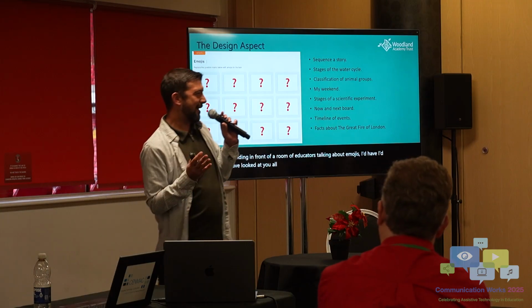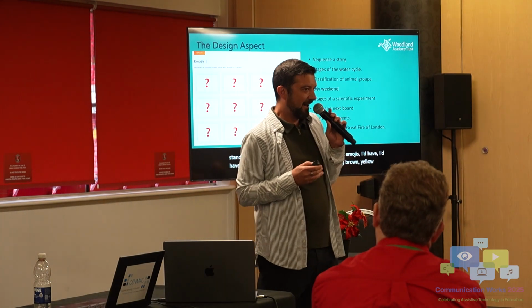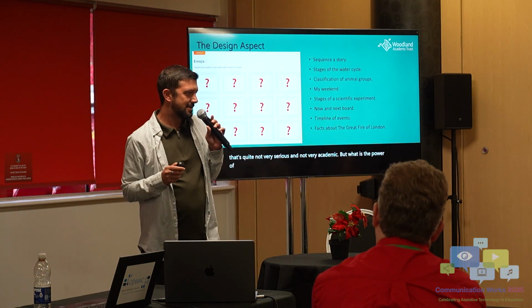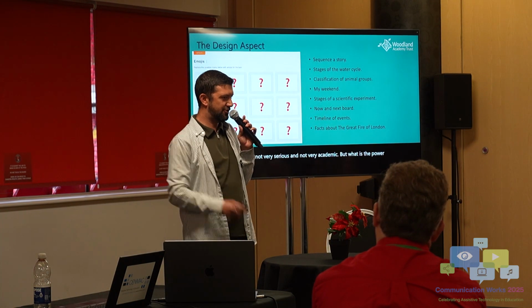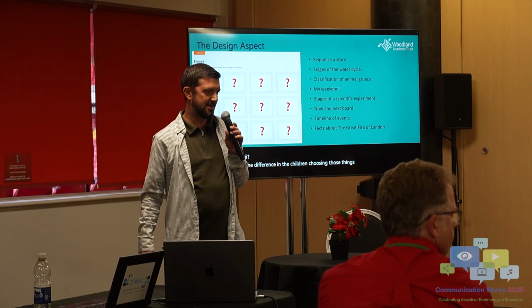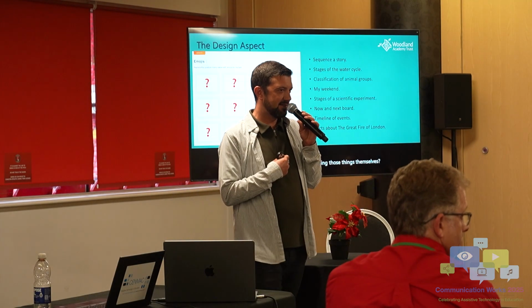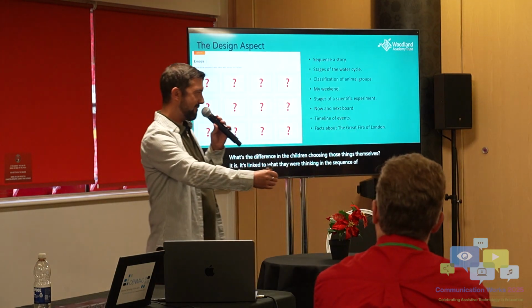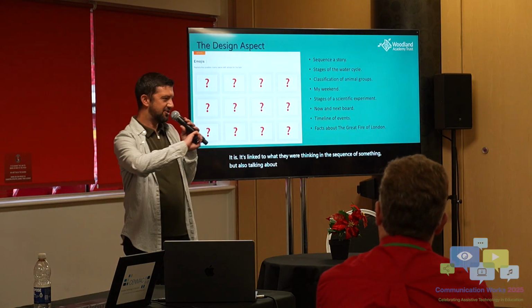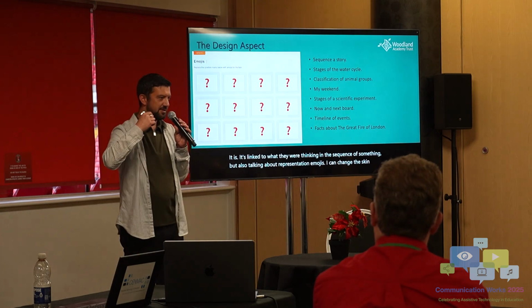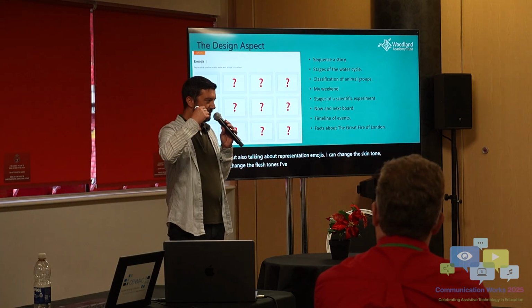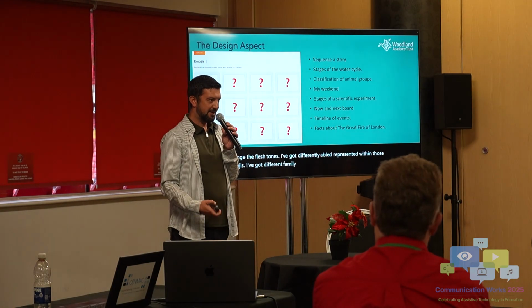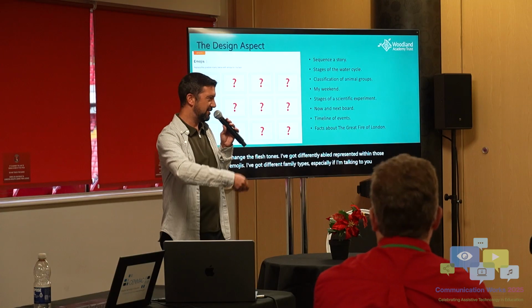I think we all think of a big round yellow face that's not very serious, not very academic. But what is the power of emoji? What is the difference in the children choosing those things themselves? They're theirs. It's linked to what they were thinking in the sequence of something. But also talking about representation, with emojis I can change the skin tone, change the flesh tones. I've got differently abled people represented within those emojis. I've got different family types. And especially if I'm talking to you about my story or my news, my weekend.